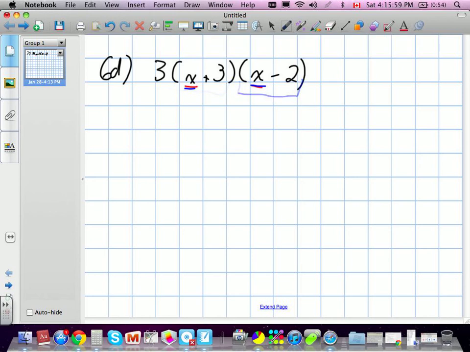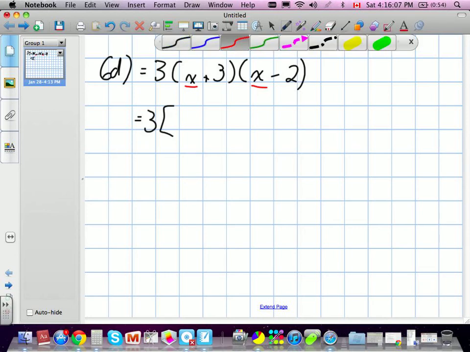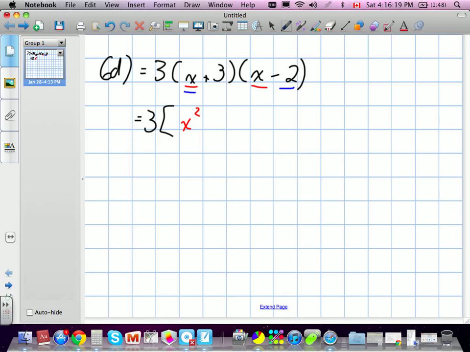So what I'm going to do is leave my greatest common factor, which is a 3 here, to the outside. I'm going to deal with this, and I'll try to color code it for you. So x times x is our first terms, which gives us x squared. Then we'll do outside terms. X times negative 2. This is the farthest to the outside. Negative 2 times x is negative 2x.